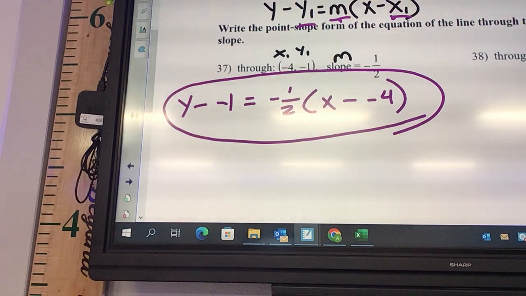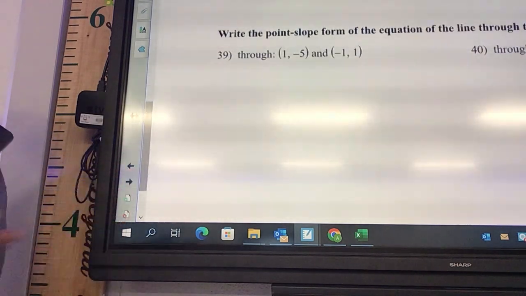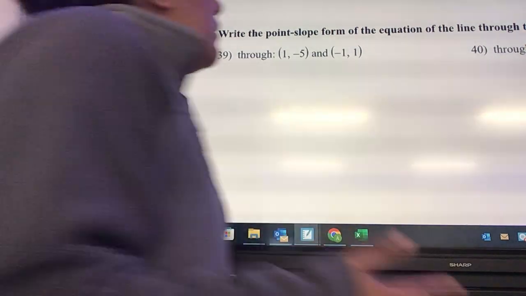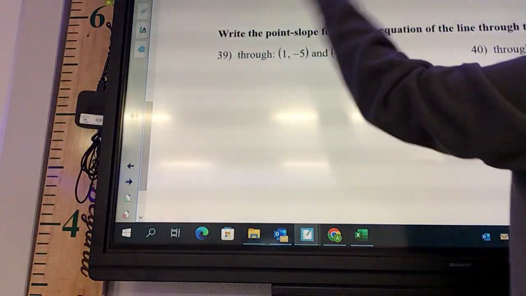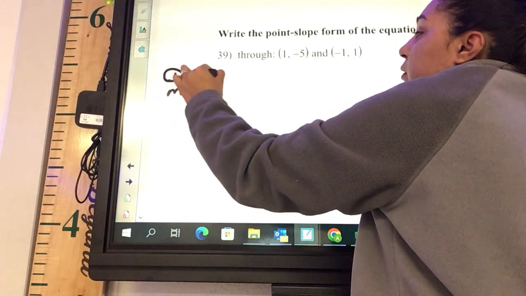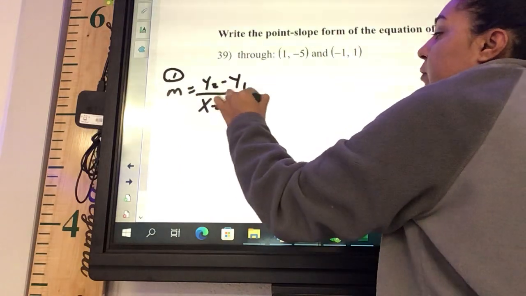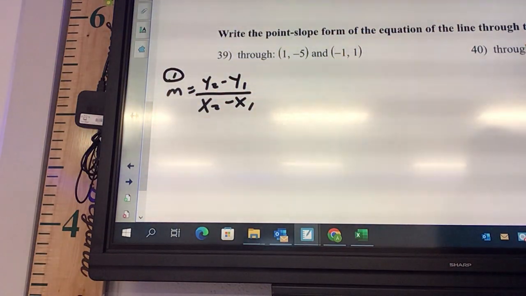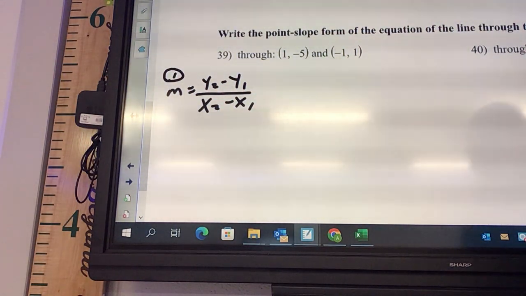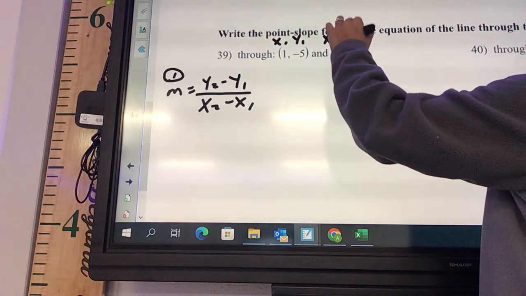Okay, last one. This is, I don't want to say the hardest, but the hardest of the three, because you got to use two formulas. Our first formula goes like this: m equals y2 minus y1 over x2 minus x1. We got to find our slope first. So we're going to label these x1, y1, x2, y2.